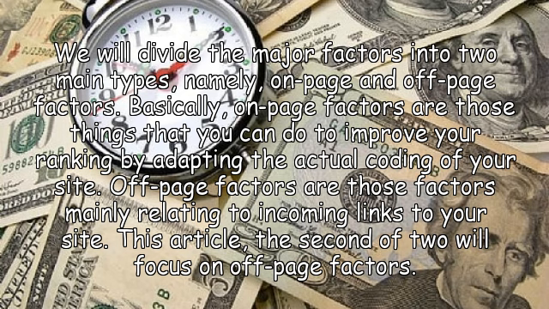We will divide the major factors into two main types, namely on-page and off-page factors. Basically, on-page factors are those things that you can do to improve your ranking by adapting the actual coding of your site. Off-page factors are those factors mainly relating to incoming links to your site. This article, the second of two, will focus on off-page factors.